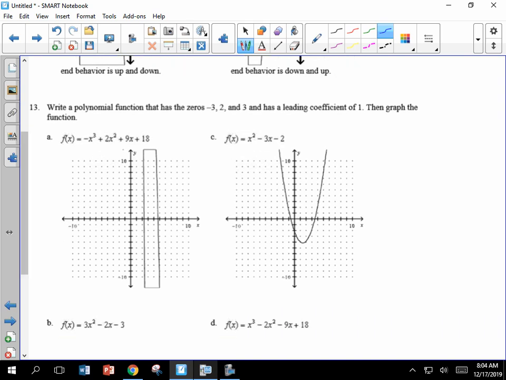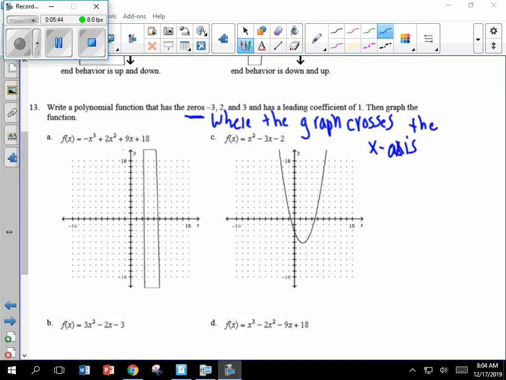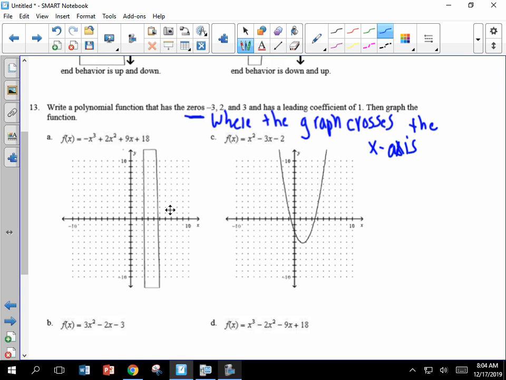Write a polynomial function that has zeros -3, 2, and 3. If you remember, zeros are where the graph crosses the x-axis. So which graph crosses at -3, 2, and 3?